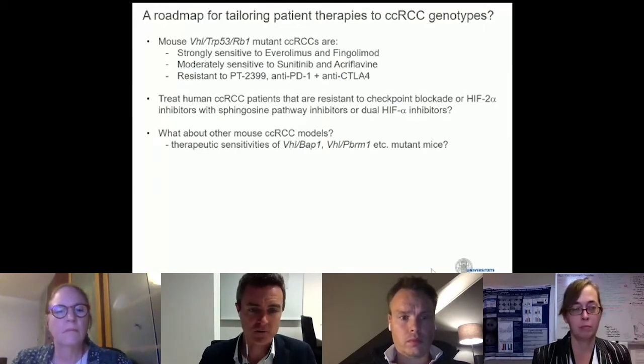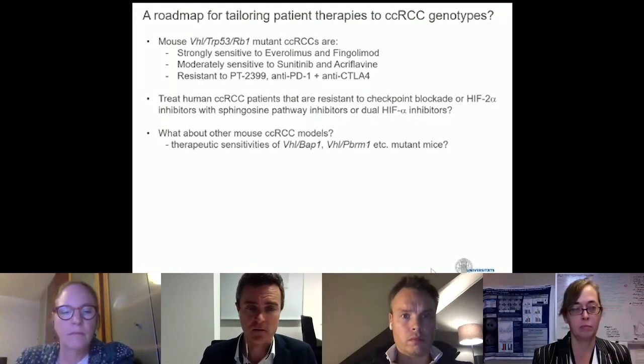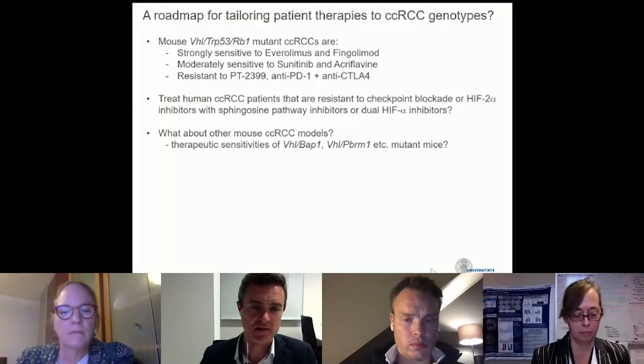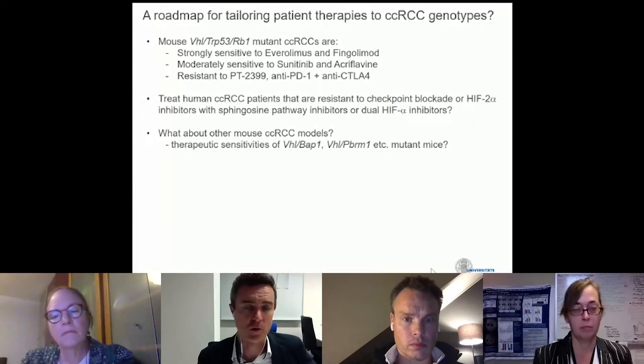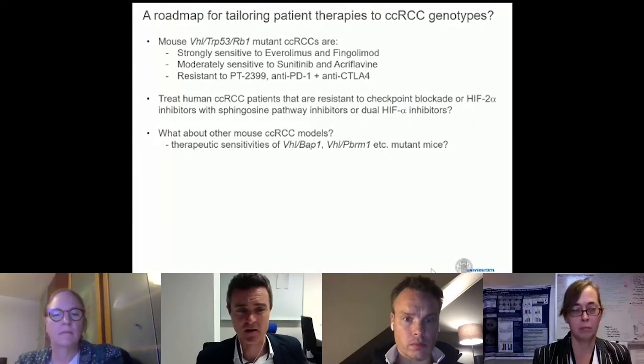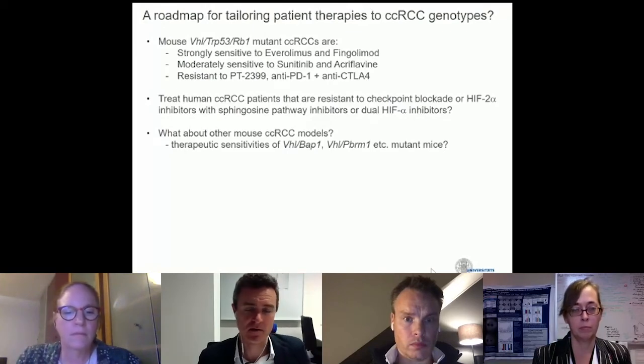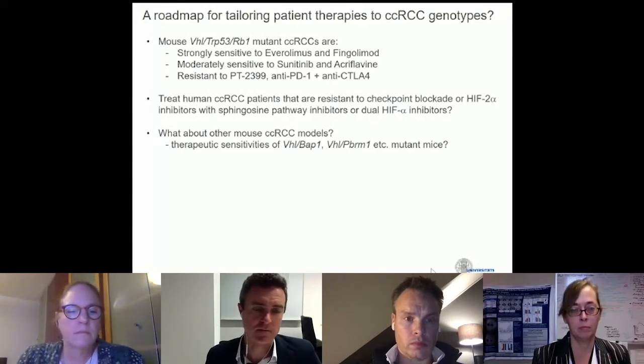And finally, as you all know, it's been very exciting in recent years that many other models of different genotypes of CCICC have been developed, and Bill Kaelin showed us some very promising new approaches, maybe for more high throughput modeling. And it'll be interesting to use a similar approach to see if we can tailor specific therapies in the mouse, at least, to the genotypes of those different models.